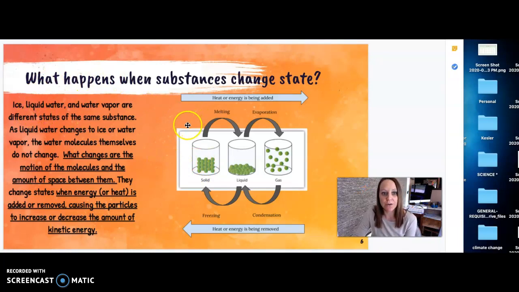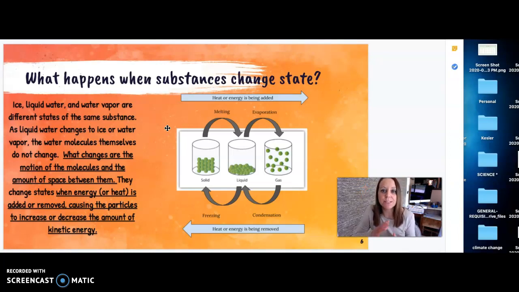Ice, liquid water, and water vapor are different states of the same substance. As liquid water changes to ice or water vapor, the water molecules themselves do not change. They would look the same if you were to look at them under a microscope. They would just be moving faster or slower, or be closer together or farther apart, but the actual molecule would look the same. What does change is the motion of the molecules and the amount of space in between them. They change states when energy or heat is added or removed, and this causes the particles to increase or decrease their kinetic energy.